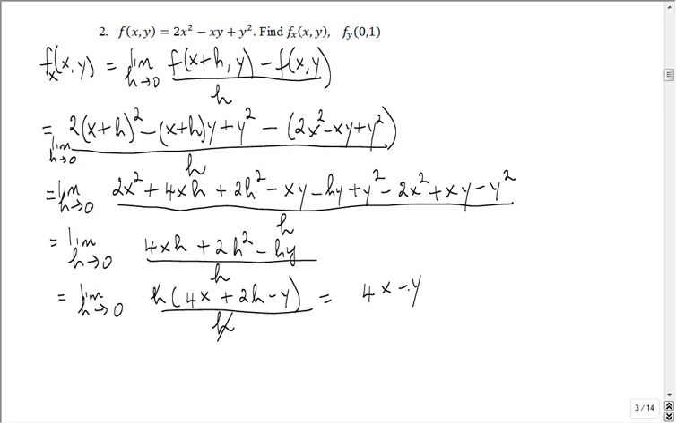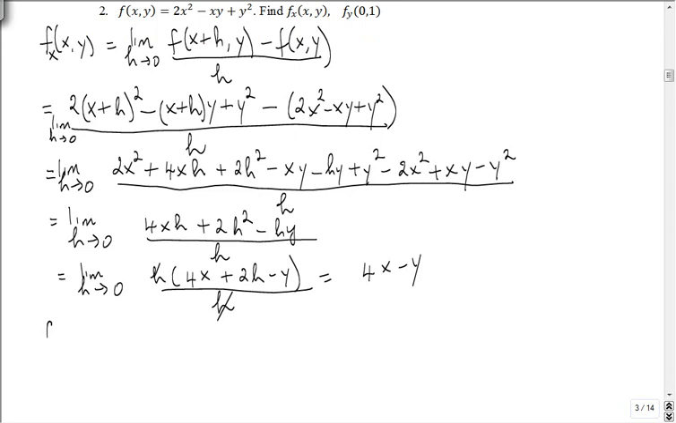Let's do the partial with respect to y. What we will do, let's write out the definition first, okay? Not at 0, 1, let's just write it out generally. So f_y is the limit as h approaches 0 of f of x, y plus h minus f of x, y over h.